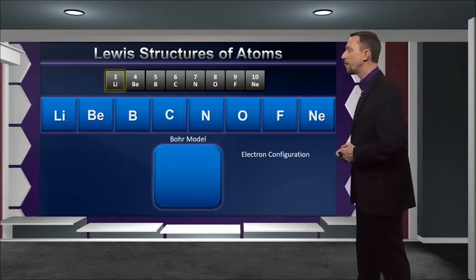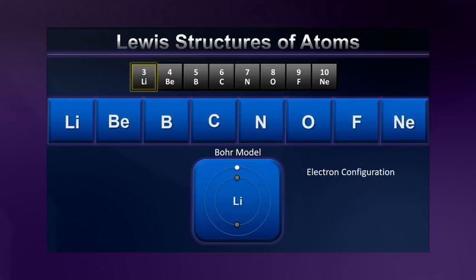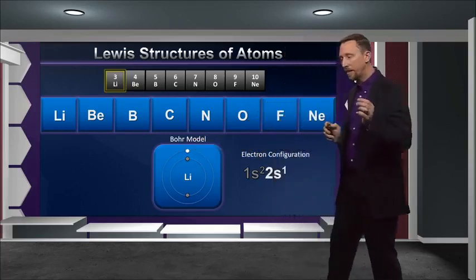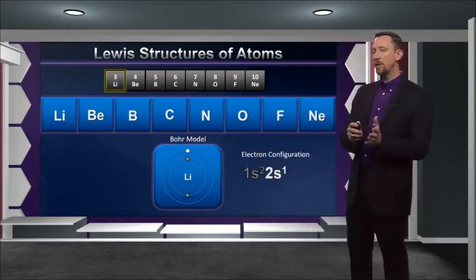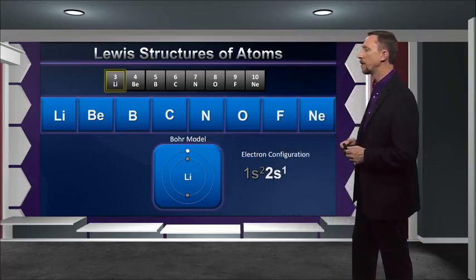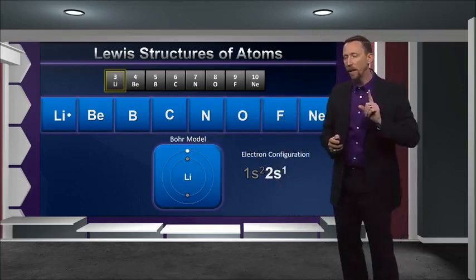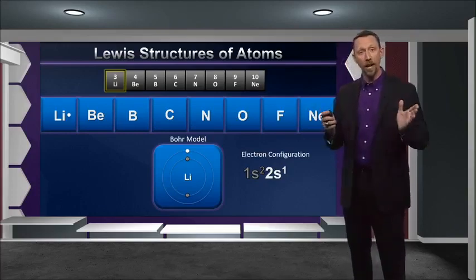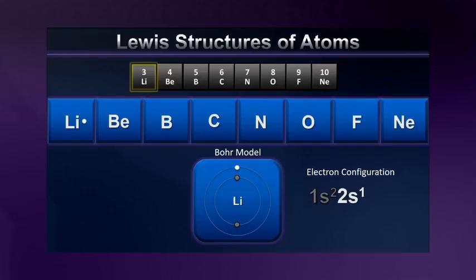So taking lithium as our first example, this would be the Bohr model of a lithium atom. It's a 1s2, 2s1, and of course that 2s1 lives out here in the valence shell. So because Lewis structures are only concerned with valence shell electrons, I only put 1 dot on my lithium atom to indicate a neutral lithium atom with a 2s1 electron.